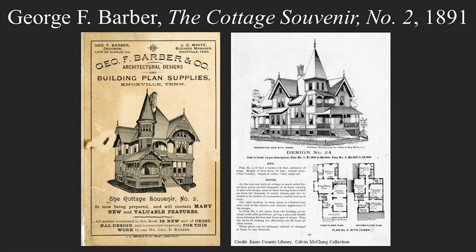So, I wanted to make a little digression. You're familiar now with what Queen Anne Victorian style architecture is. But this is one of the earliest instances where we see mail order houses. George F. Barber, a Knoxville, Tennessee-based architect, was drawing plans and selling materials lists with all the materials you would need, all the ornamentation you would need. You could buy this, house design number 24, and have it built for between $1,800 and $2,000. This was his second book of house designs, published in 1891.